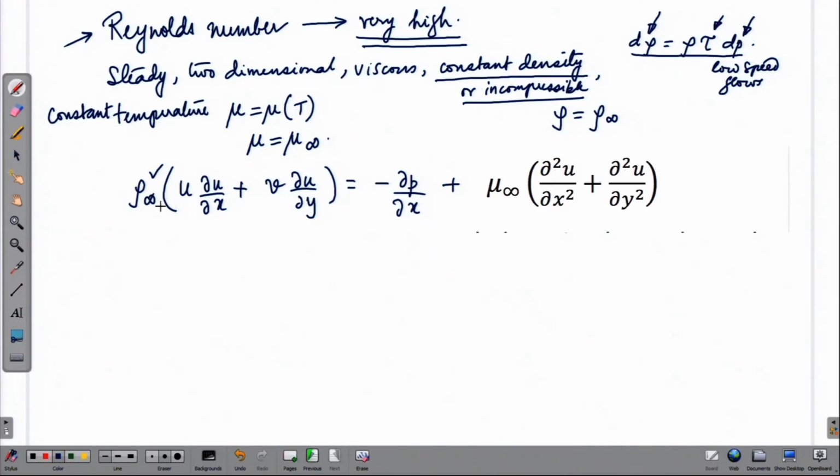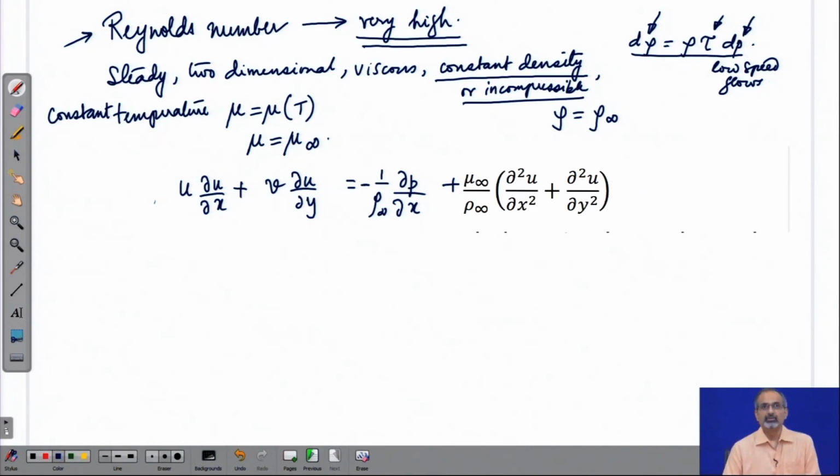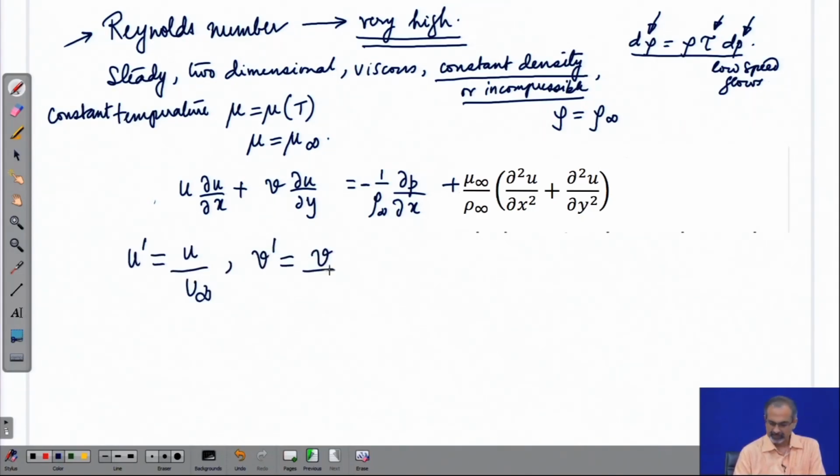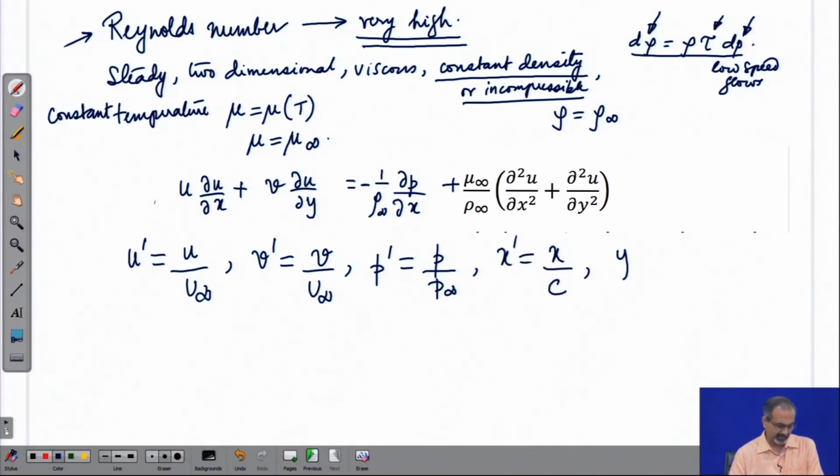And then we are going to introduce a few non-dimensional quantities. We are going to non-dimensionalize the velocities with respect to the free stream velocity, the pressure with respect to free stream pressure, and the length scales with respect to the characteristic length scale of the problem. For example, if C is the chord of an airfoil, we non-dimensionalize the coordinates x and y with respect to C. If you do that and you substitute these values into the original equation, then what do you get?